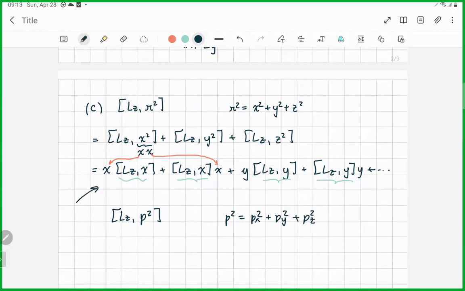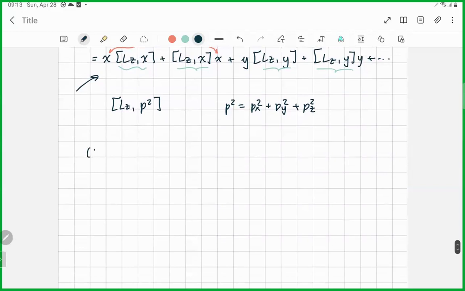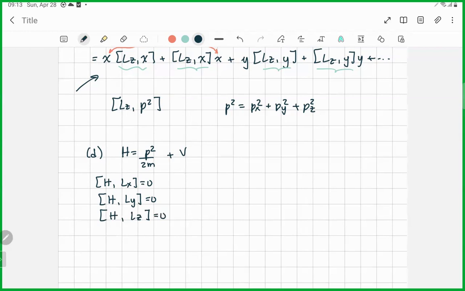above. Final item, this one is a little bit more involved because what they want us to do is to show that the Hamiltonian, so this is the Hamiltonian, commutes with all three components of the angular momentum. So we want to show that the Hamiltonian with Lx is 0, the Hamiltonian with Ly is 0, the Hamiltonian with Lz is 0.